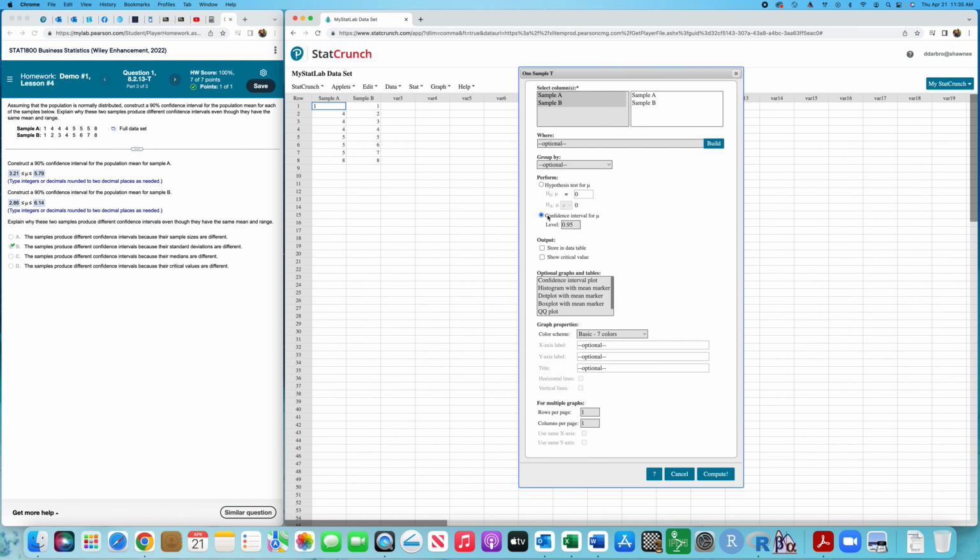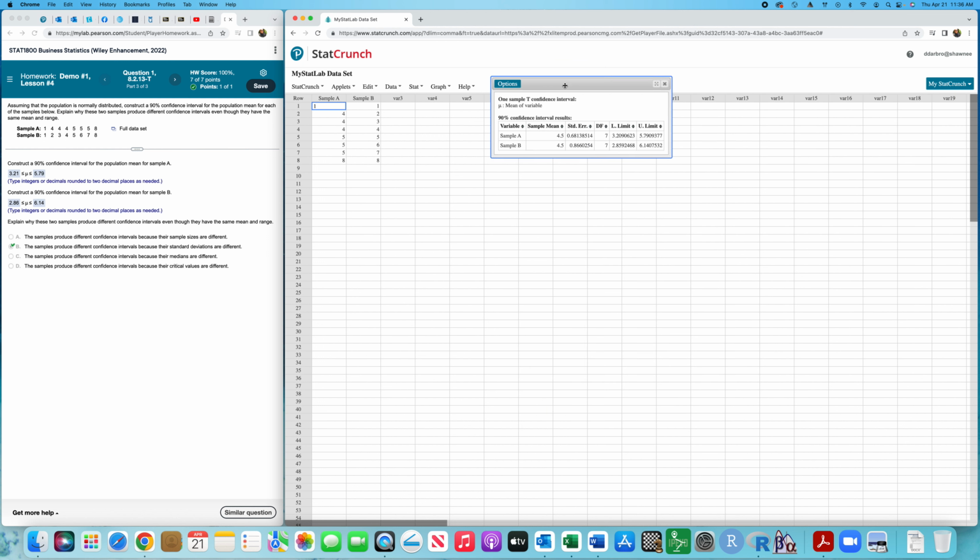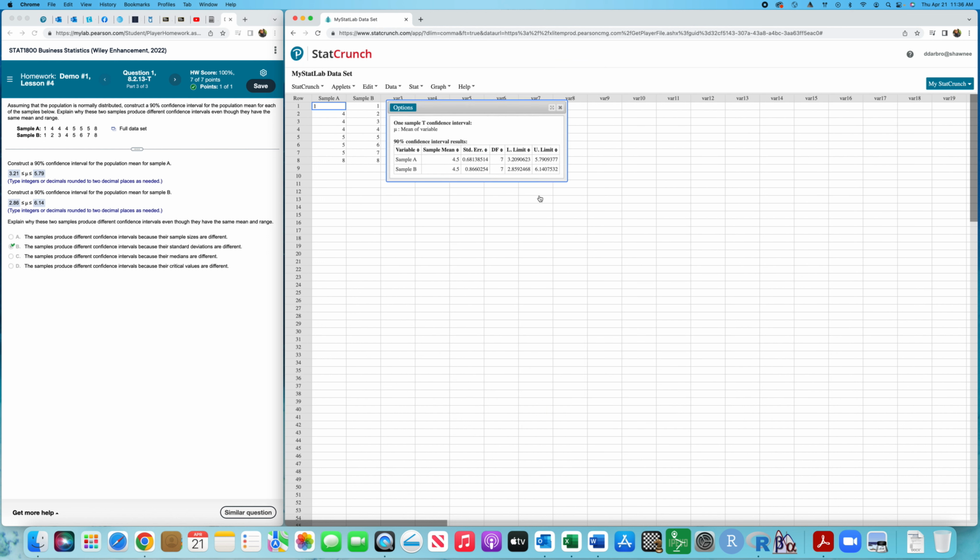And I come down to my confidence interval, and I need to make sure that I get the correct confidence interval for this problem, which is 90%. So I hit compute. Let's bring this over here. So I can see that I entered 3.2 and 5.79 because it tells me to round decimals to 2 places, and 2.86 to 6.14.